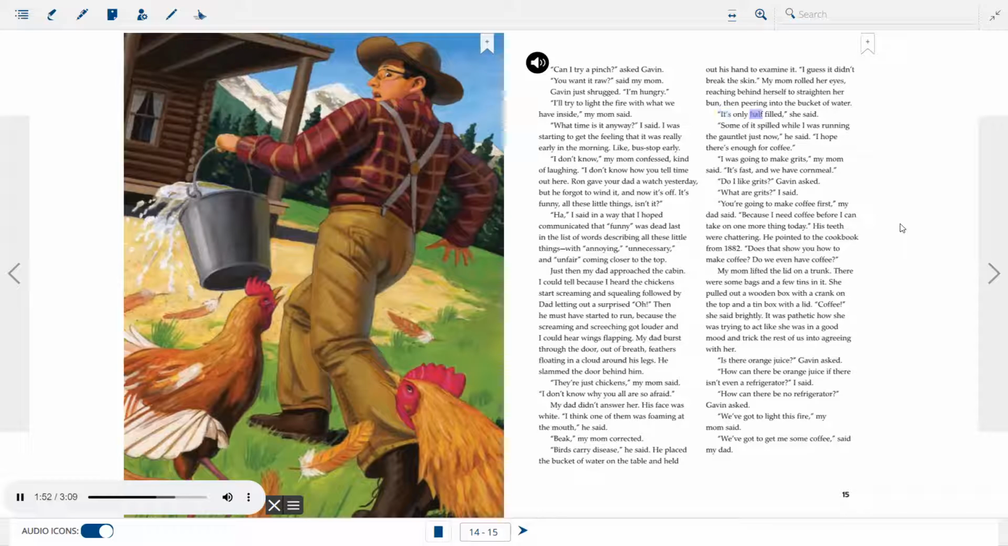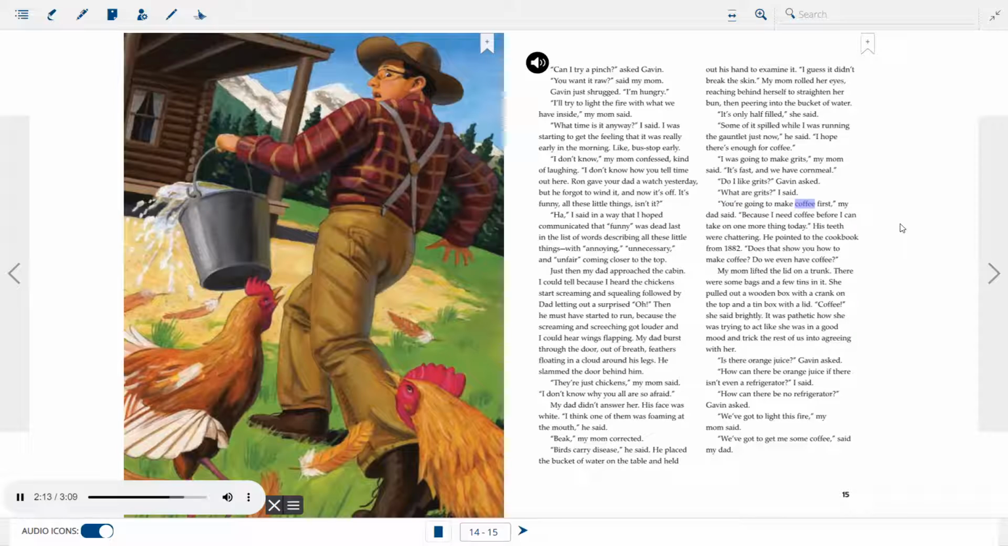"It's only half filled," she said. "Some of it spilled while I was running the gauntlet just now," he said. "I hope there's enough for coffee." "I was going to make grits," my mom said. "It's fast, and we have cornmeal." "Do I like grits?" Gavin asked. "What are grits?" I said.